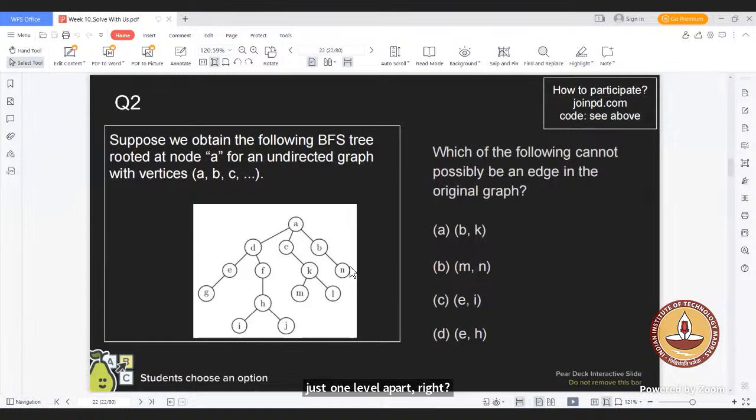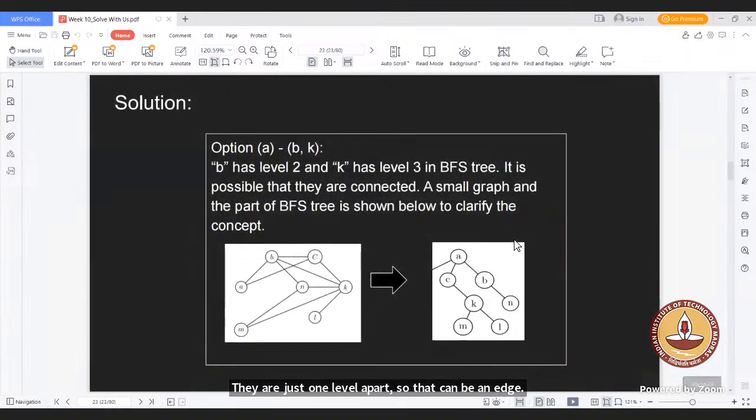We'll see E and I. We can see that they are two levels apart, right? Yes, sir. So option C, there can't be an edge between E and I in the original graph. So this option is correct. From E to H, they are just one level apart, so there can be an edge. So option C is the correct answer. We'll just go to the solution now.